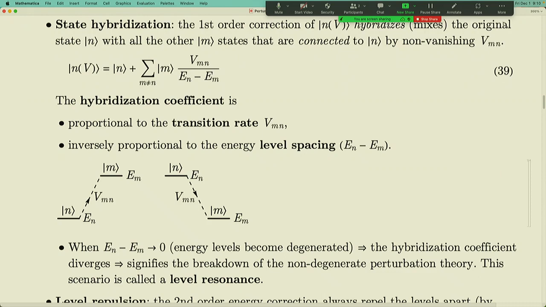And the correction is not only proportional to this connection, but also inversely proportional to the energy level spacing. Meaning that if the two states are far apart in energy, for example one is very high in energy and one is very low in energy, then even though there's a connection between them, they typically don't talk to each other. It is just a separation of energy scales, which is pretty intuitive actually in our daily life.